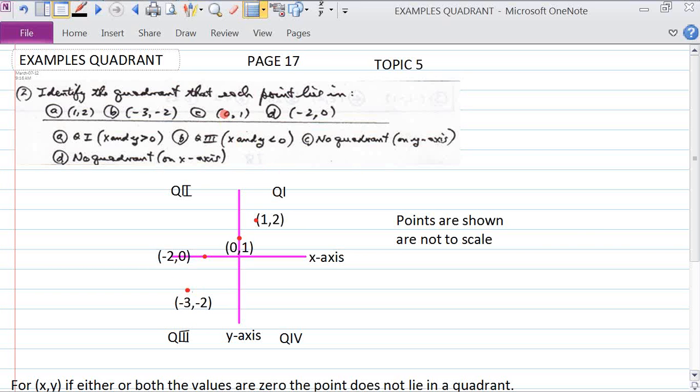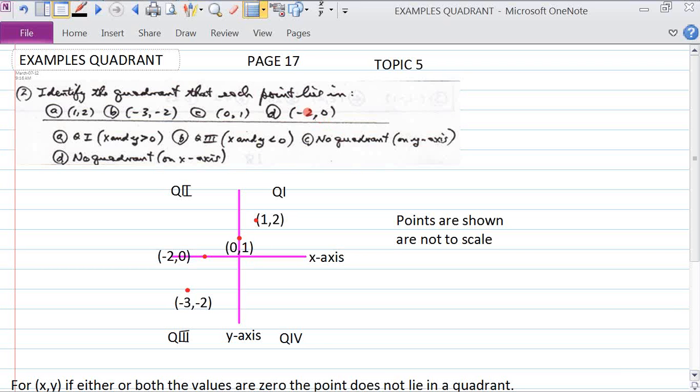What about the point (0, 1)? Well, (0, 1) means that x is 0 and y is 1. Here's x equal to 0. And now we move up and y is equal to 1. So since this lies on an axis, it doesn't lie in quadrant 1, quadrant 2, quadrant 3, or quadrant 4. When a point lies actually on the axis, it's in none of the quadrants.